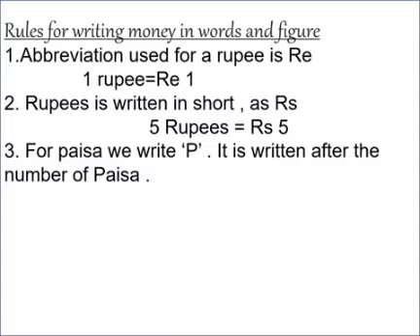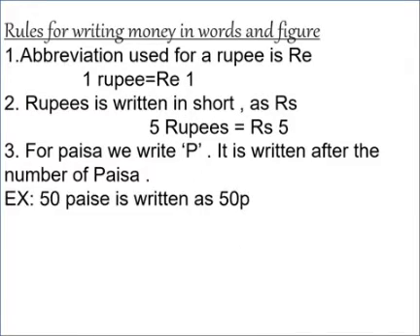And the next rule is for paise or paisa. Paisa is the singular, paise is the plural form, but the symbol used here is p. It is written after the number of paise or paisa. For example, 50 paise is written as 50p.